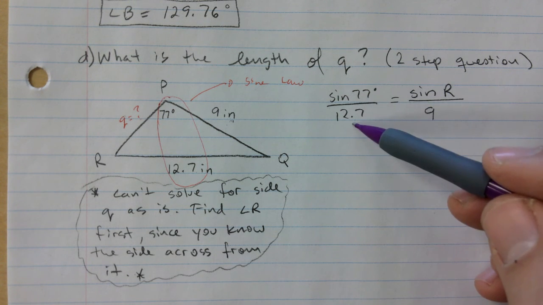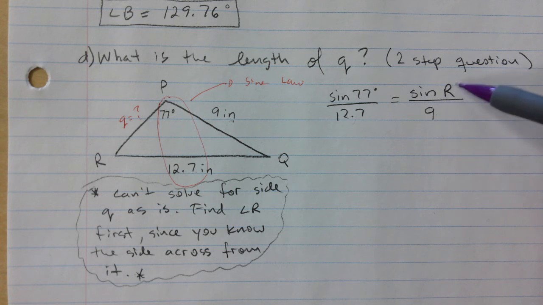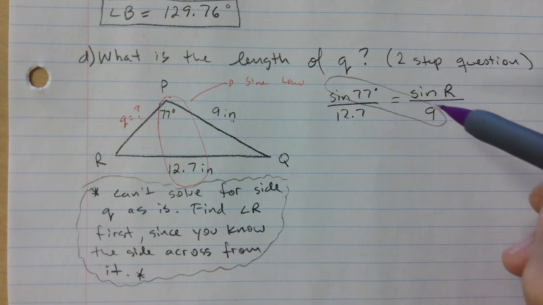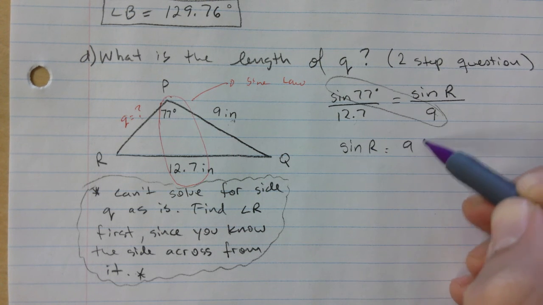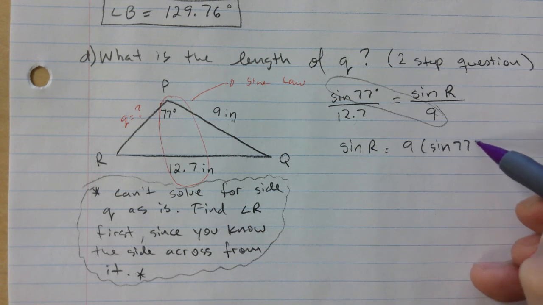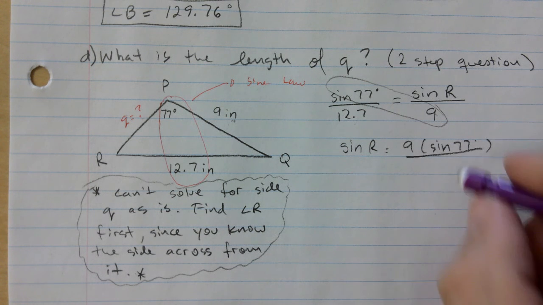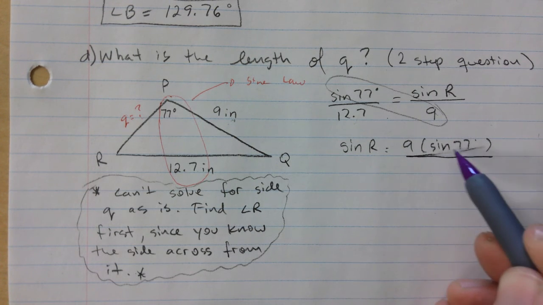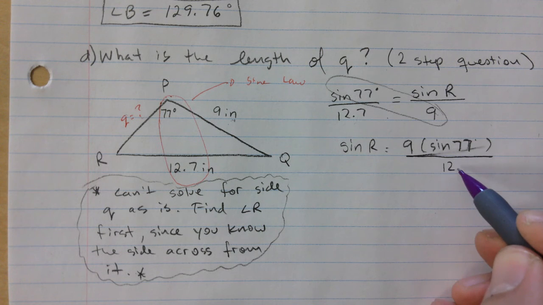Okay, so you start with your pair, you set up on the other side. One of them needs to be known, and they're always across from each other. That's what you need to remember. I'm trying to find the angle. That's my unknown. I'm going to multiply here. So sine of R is 9 times sine of 77 divided by 12.7.